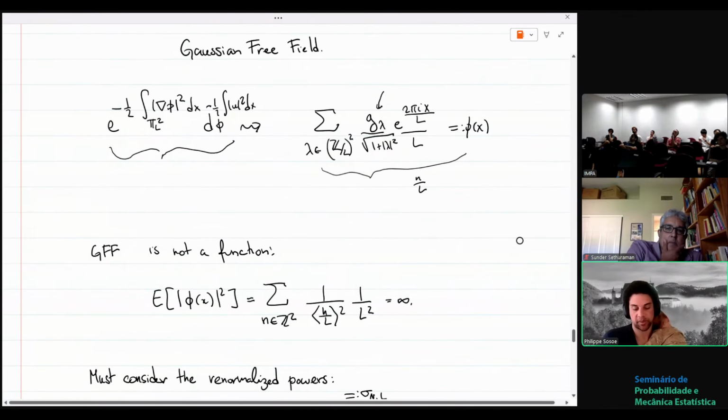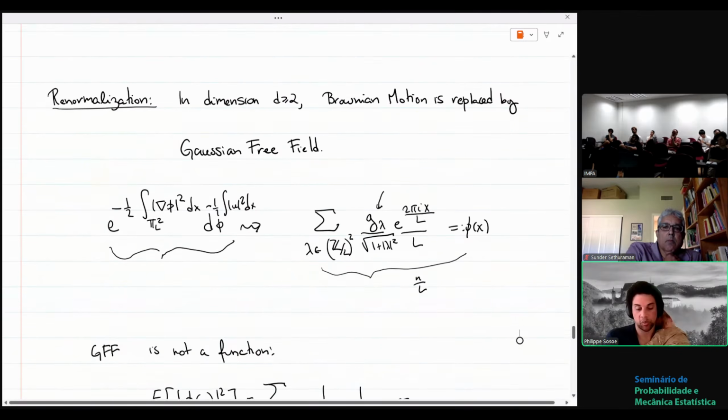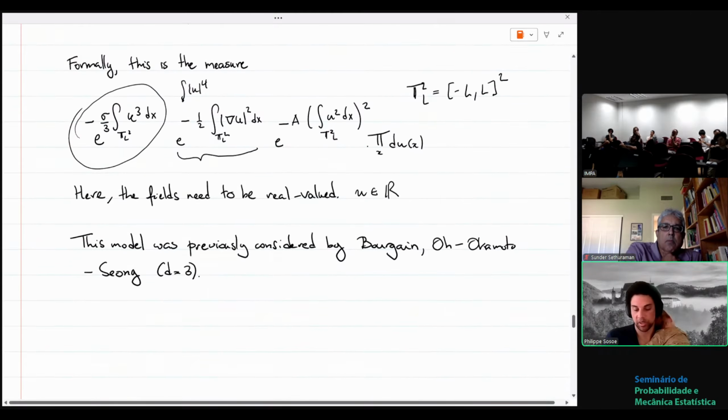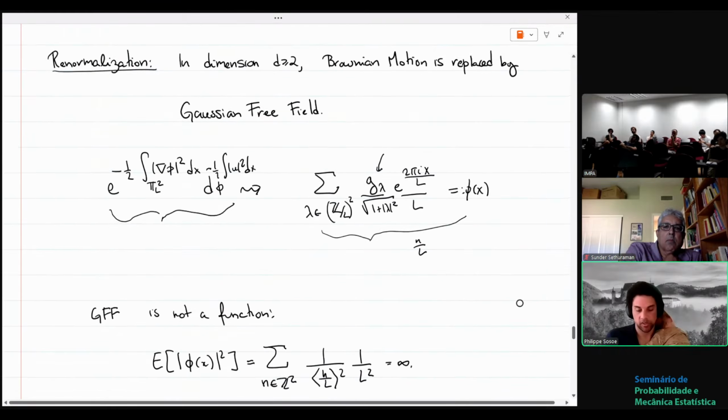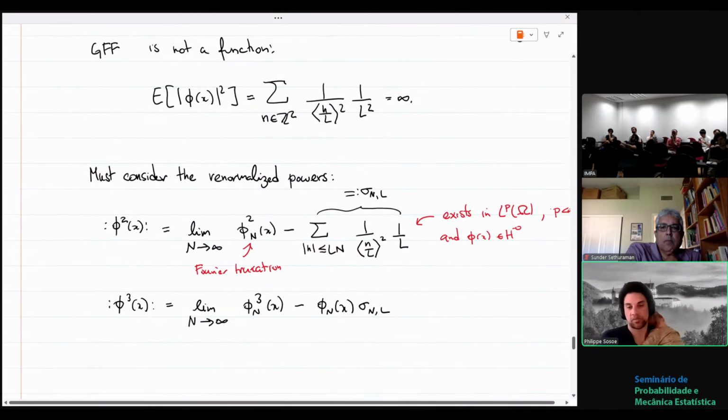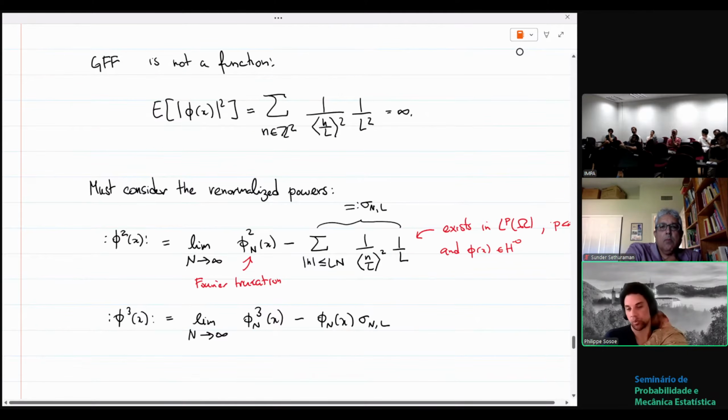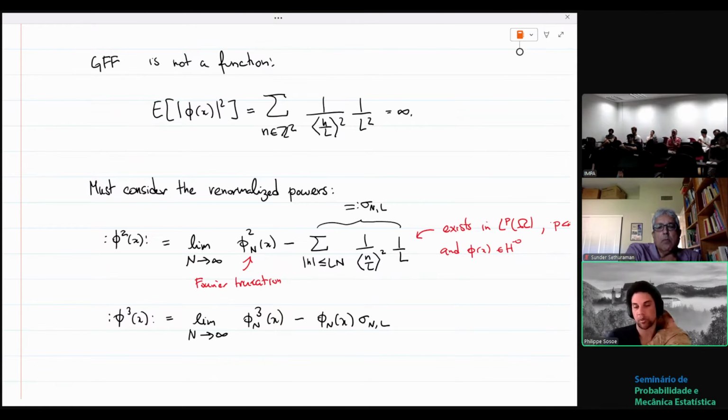If you take, for example, the expectation of phi squared at a point, then you get infinity, a logarithmically divergent series. So if we want to consider this measure, we need to renormalize it. Here are the renormalizations of the terms that appear in the measure. You have to basically look at the Fourier truncation of these functions and then pass them through the appropriate Hermite polynomials. And you can show that the limit exists as you remove the Fourier truncation, and it defines some field which is almost a function.